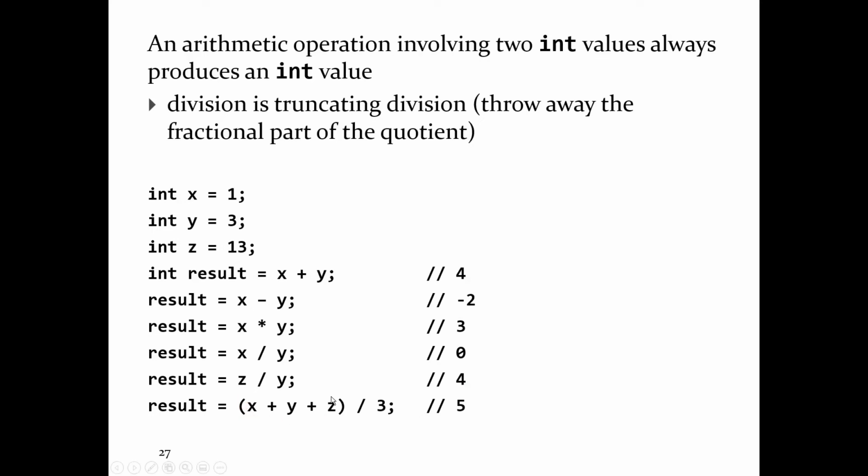You can use parentheses to force the addition to happen before division. So precedence rules also apply here. Addition normally has lower precedence than division. If I want to add x, y, and z together and then divide by 3, I can put everything in parentheses. X plus y plus z, that's 4 and 13, so that's 17. That's an int. Divided by 3 is 5 and a bit, so I get 5.